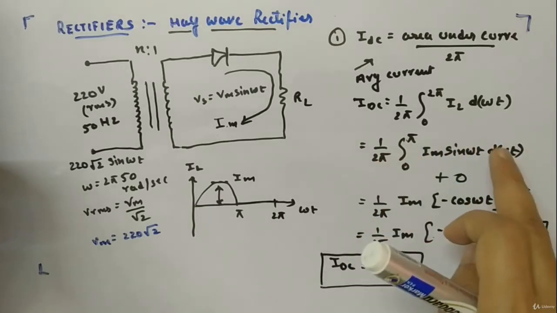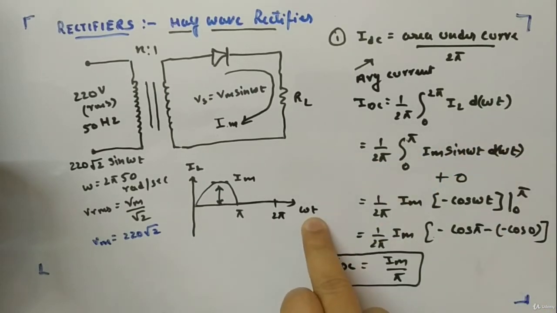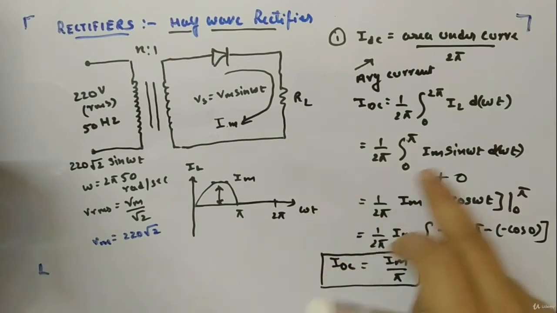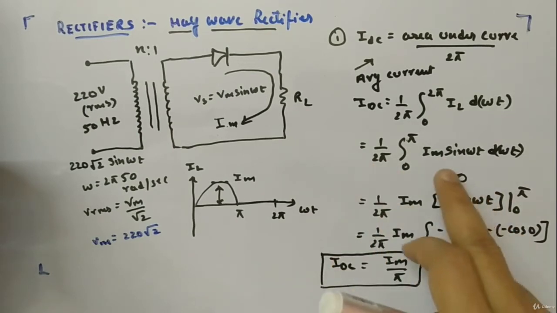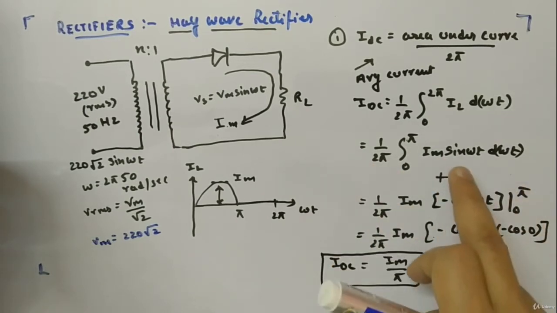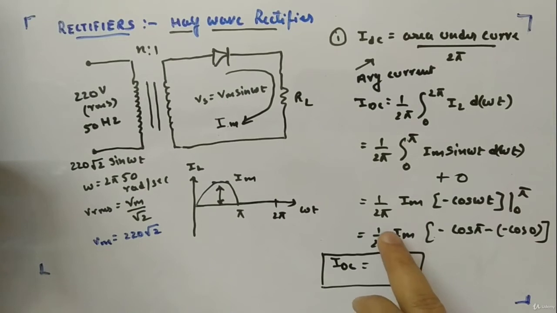Okay, this is as it is. Now notice here it is with respect to d omega t. Then 1 by 2 pi Im, so this is 0, and Im I have taken outside because it is not dependent upon omega t. Sin omega t will give cos omega t, minus cos omega t, and it is going from 0 to pi. So you will get 1 by 2 pi Im minus cos pi.